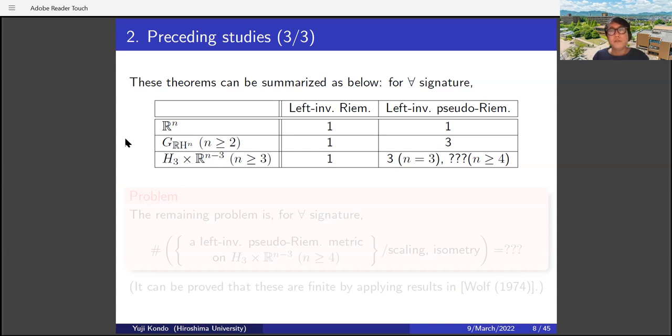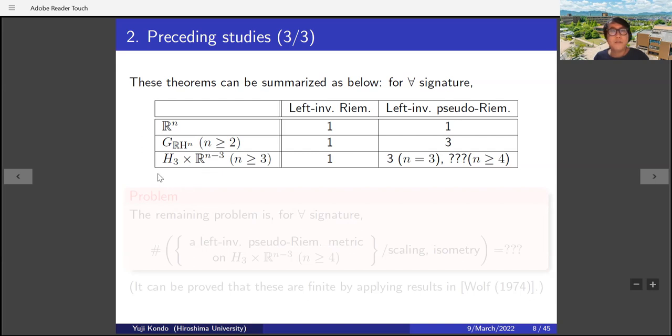In the Riemannian case, a Lie group admitting only one left-invariant Riemannian metric up to scaling and isometry is one of these three Lie groups. And for the cases of pseudo-Riemannian metrics, there exists a unique left-invariant pseudo-Riemannian metric on this Lie group, and exactly three left-invariant pseudo-Riemannian metrics exist on this Lie group.